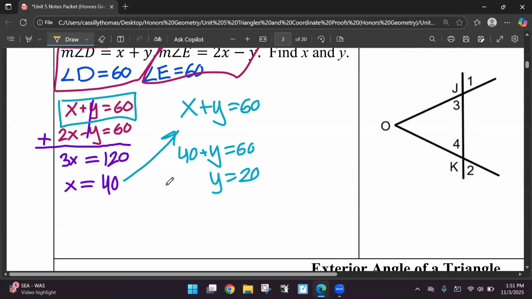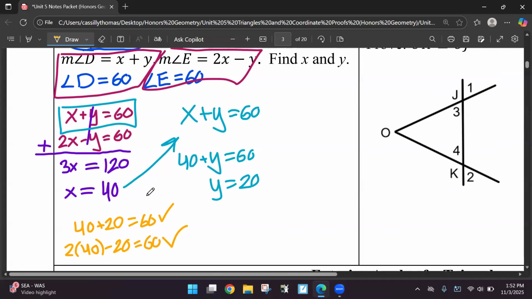All right. Let's see. You can plug it back in. You can check. Well, let's just do that. 40 plus 20. That equals 60 for sure. So that's good. 2 times 40 minus 20. 2 times 40 is 80 minus 20. That gives us 60. That's also good. All right. So that one is done. Right. So there you go. So x is 40. y is 20.